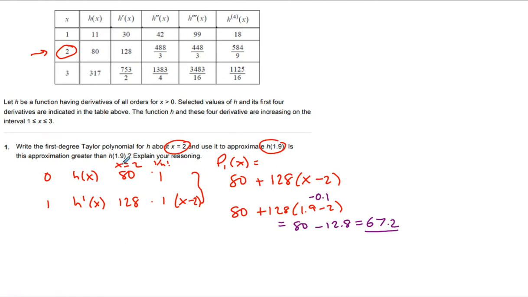And the final question is: is this approximation of h of 1.9 greater than the real value of h of 1.9? We want to explain our reasoning here. Because all of the derivatives, if we look here, everything is positive along the way, this is concave up. We know that in a concave up curve, the tangent line sits below the curve. That's why this is going to be an under approximation. And that's it. So that was question number 1.